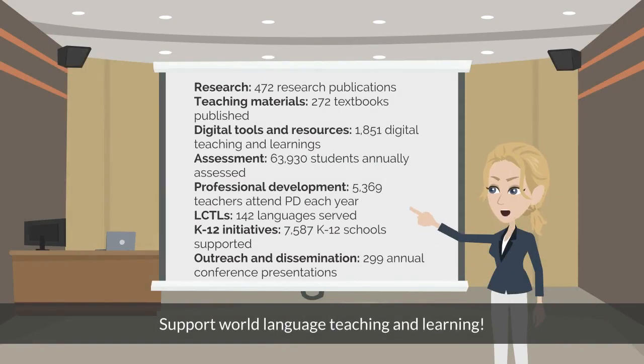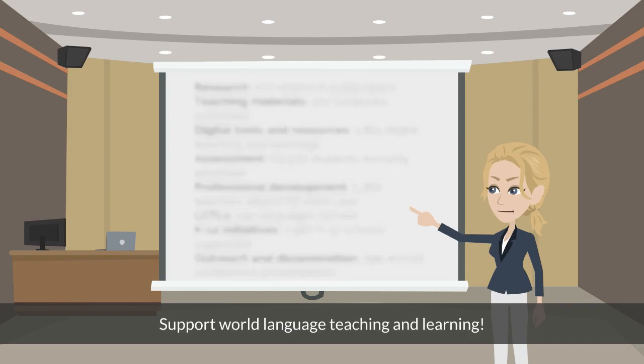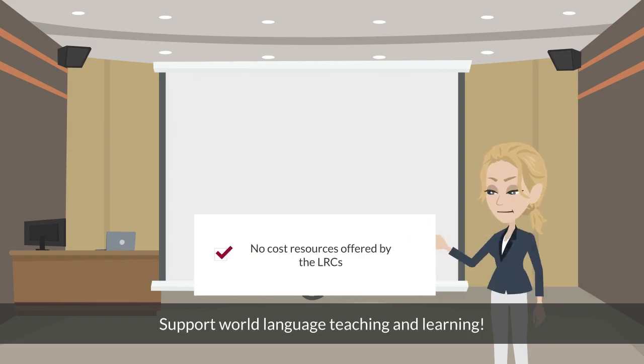This slide represents the numbers of different resources created during the first half of the current grant cycle. As you can see, there are quite a large number of projects with far-reaching impact. Today, we will focus on those resources which are available freely to all who need them.